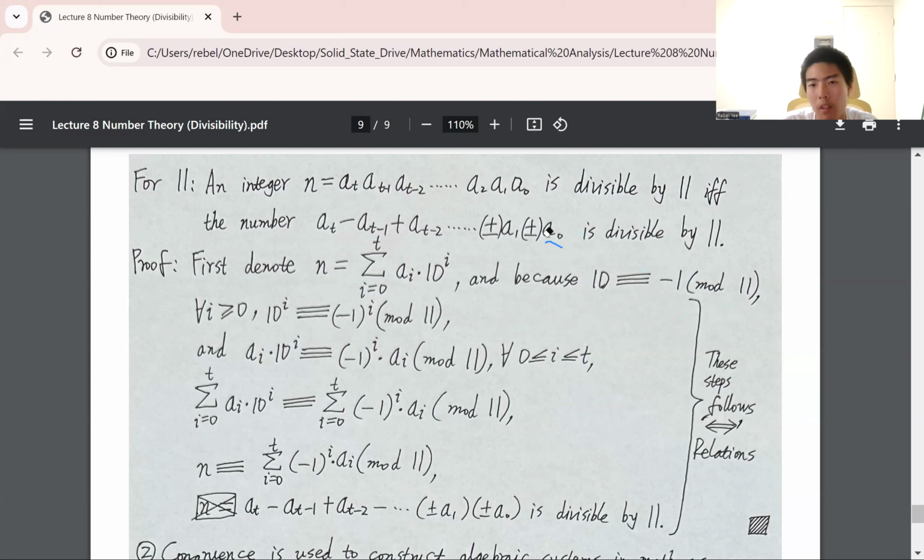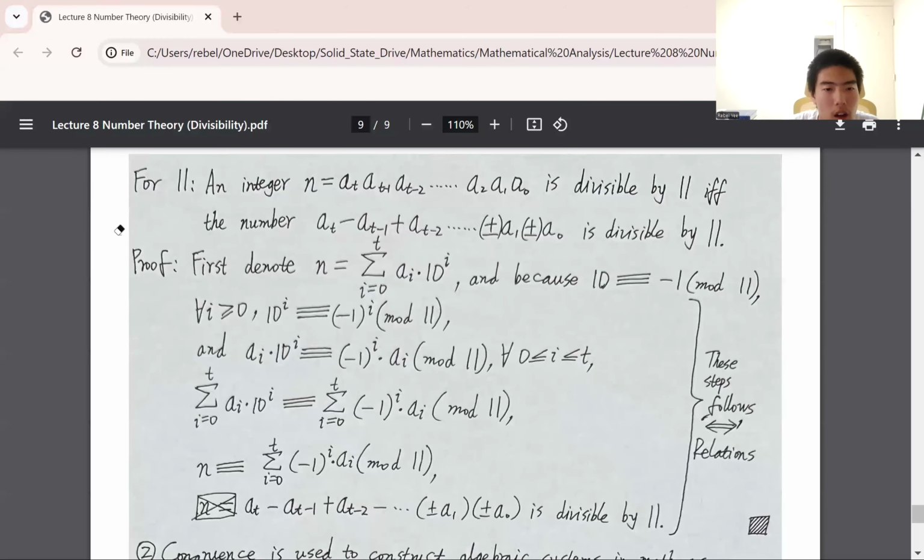Okay, so that's a common application of congruence. Actually, 9 and 11 are just specific forms of more general cases, in the discussion of divisibility tests.